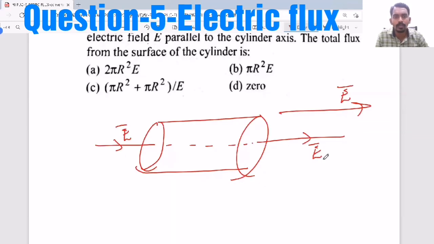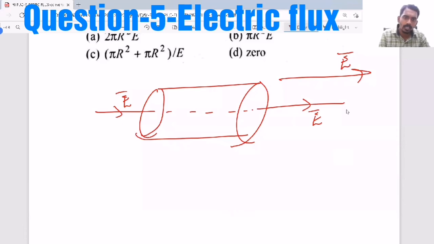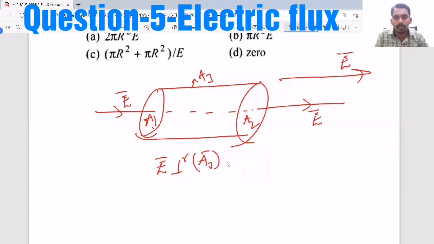Now what is the total flux from the surface they are asking? So here how many surfaces are there? See, one surface is this one, A1, another surface is this one, A2, and another surface is the curved one. Two circular surfaces, A1, A2, and one curved surface. And E bar is perpendicular to A3 bar. Implies flux for A3, how much will it become? 0. Because for the curved surface, the area vector everywhere is perpendicular to the surface, that means perpendicular to the axis, that is nothing but perpendicular to the electric field direction.